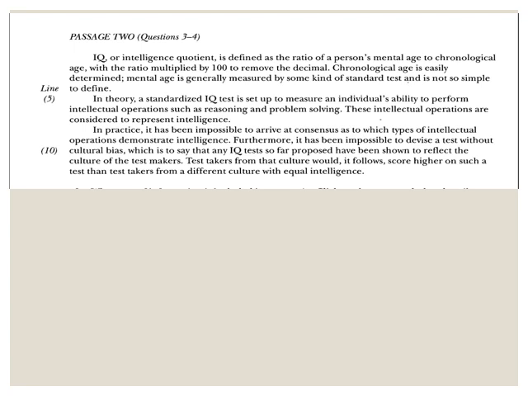IQ, or intelligence quotient, is defined as the ratio of a person's mental age to chronological age. So what do we have here? Here we have a definition. Here we have the definition of IQ. It is defined as the ratio of a person's mental age to chronological age. Fine. So the definition of IQ. This is the first paragraph.